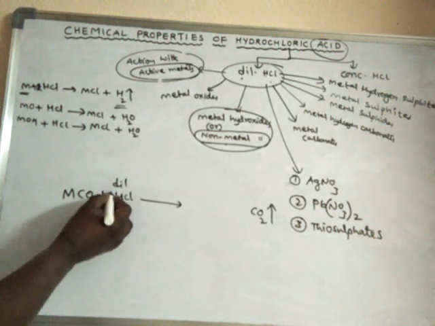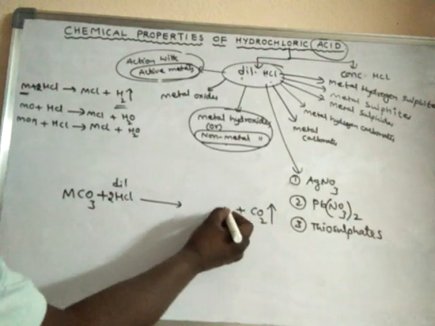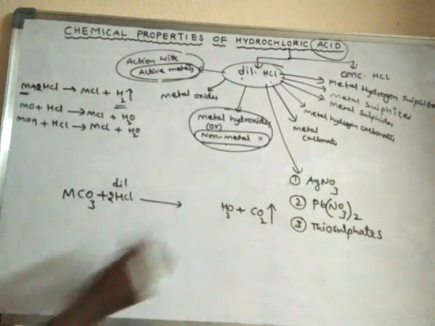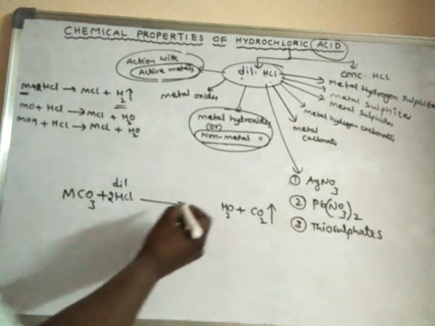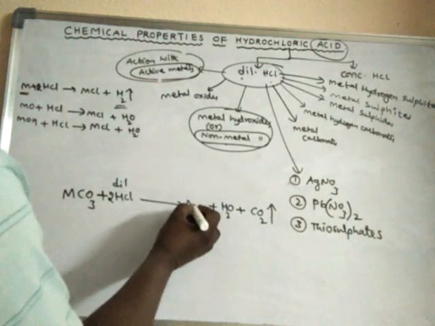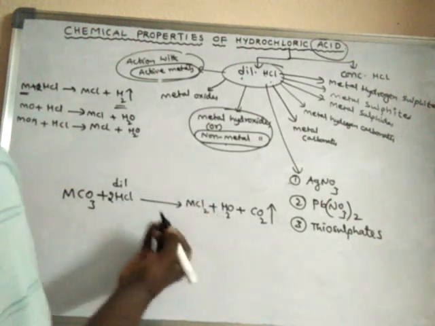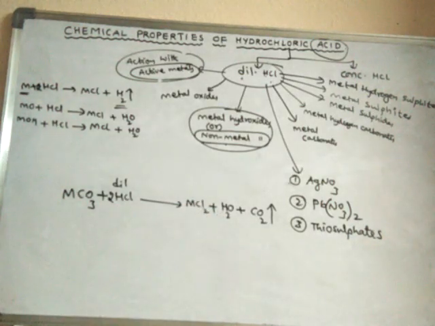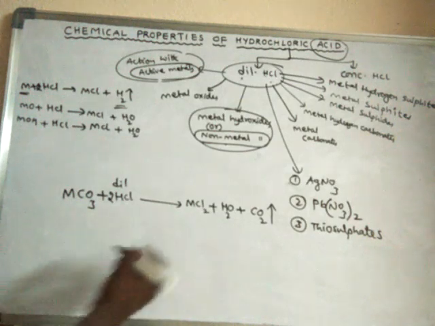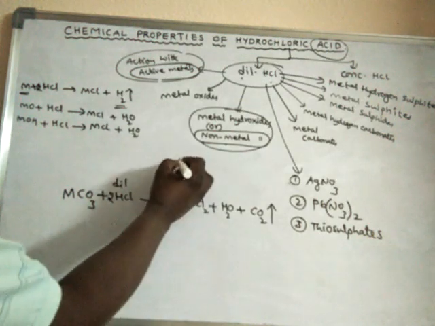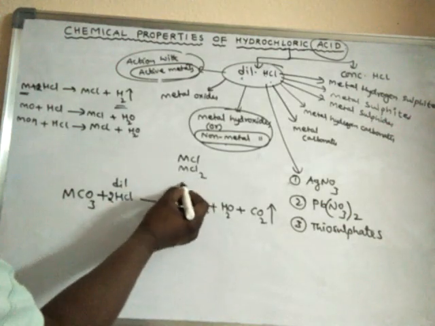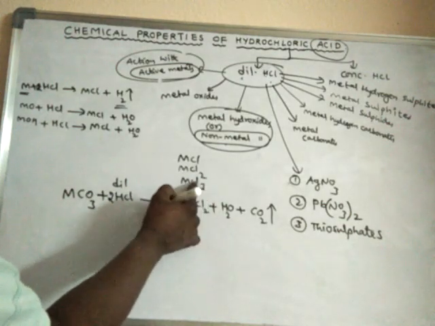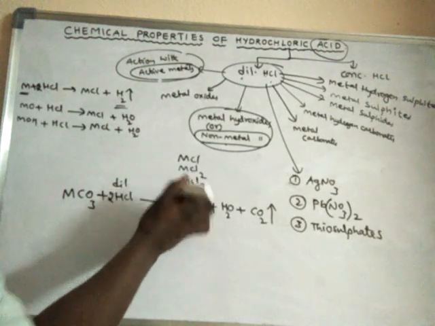Two hydrogens are necessary to form water, and what is left over? Metal is left over and chlorine is left over. So in this way, we get metal chloride, which may be of any type. Generally, metal chloride may be MCl type, MCl2 type, or MCl3 type, depending upon the valency of the metal.